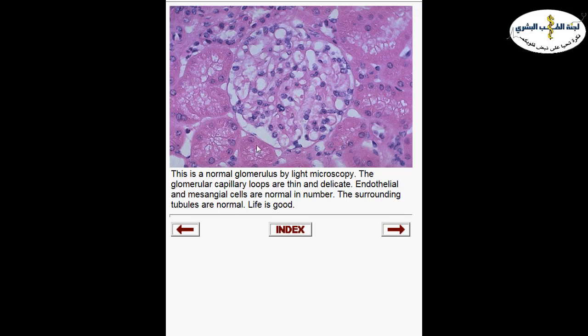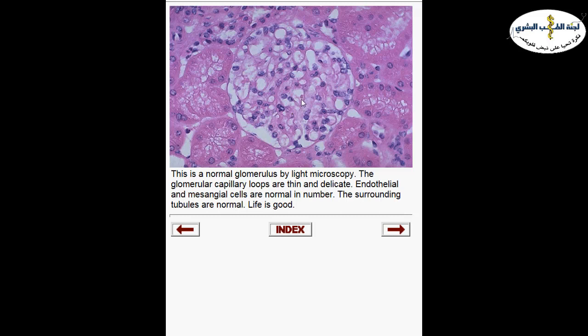They stay within a space surrounded by this capsule. What do we call this capsule? The Bowman's capsule, okay? So we have here from the outside the Bowman's capsule, and from the inside we have these tufts of capillary loops attached together within the Bowman's capsule.